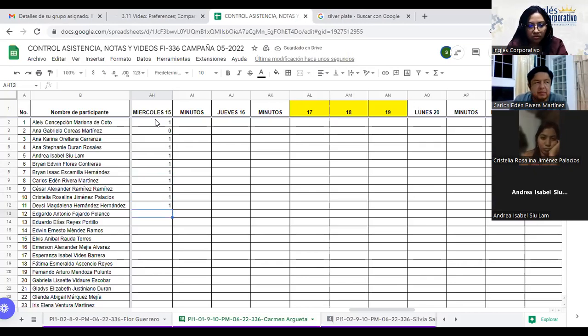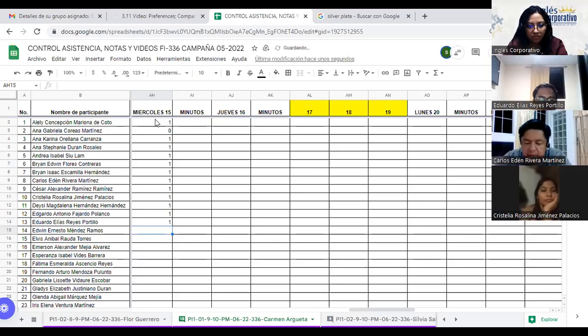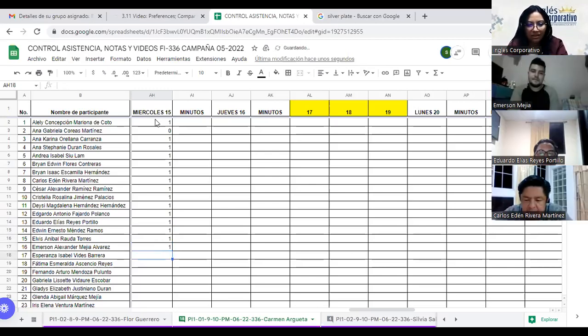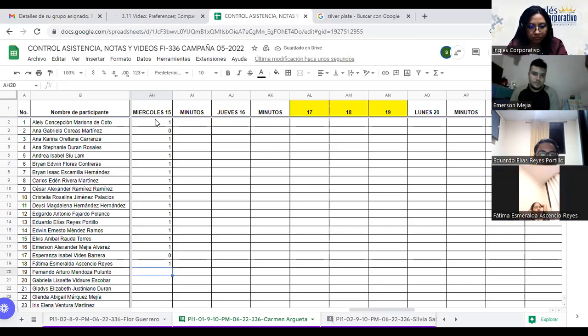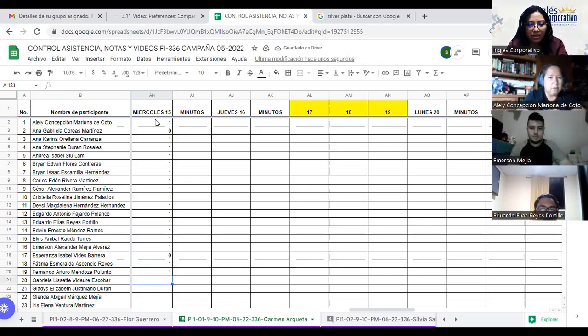Edgardo Antonio. Present, teacher. Eduardo Elias. Present. Edwin Ernesto. Present, teacher. Elvis Aníbal. Present, teacher. Emerson Alexander. Present. Esperanza Isabel. Fátima Esmeralda. Present, teacher. Fernando Arturo. Dijo que tenía problemas con la red. Ah, okay, but he is in the class, right? Is he in the class already? Yes, right. Gabriela Lisette.